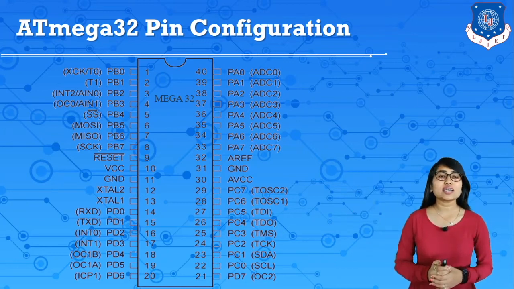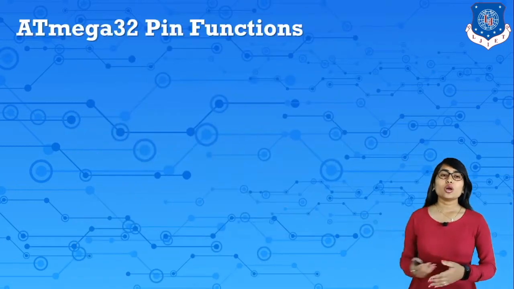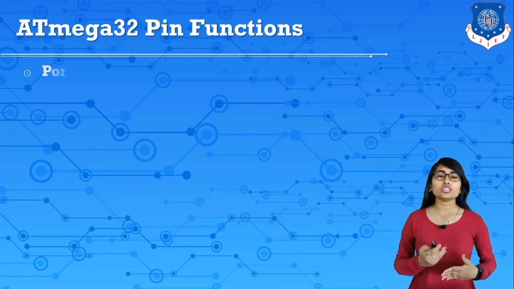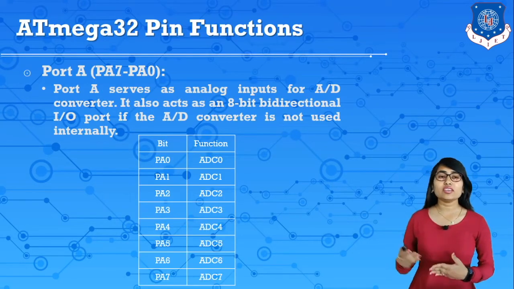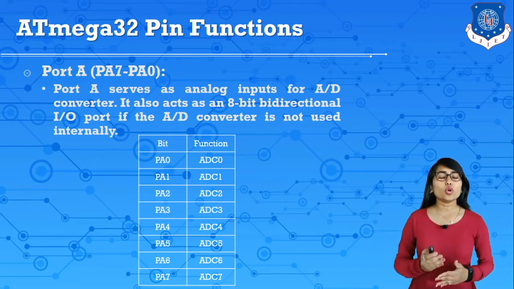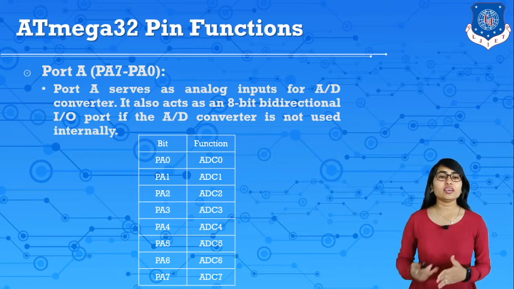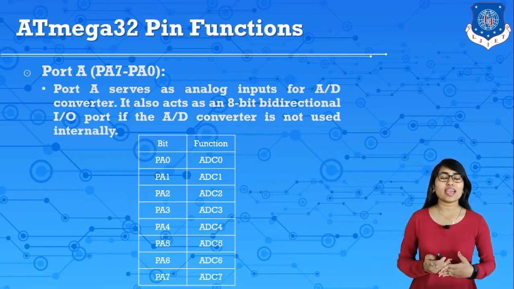Now let's discuss all the pin configurations one by one, starting with port A. This port A has 8 bits, PA0 to PA7. Port A serves as the analog input for the A to D converter. So port A can be used for analog input for the A to D converter, and if this A to D converter is not used, then port A also acts as an 8-bit bidirectional input output port.